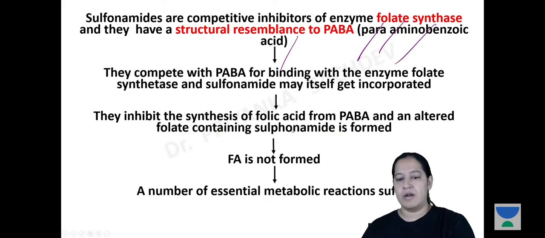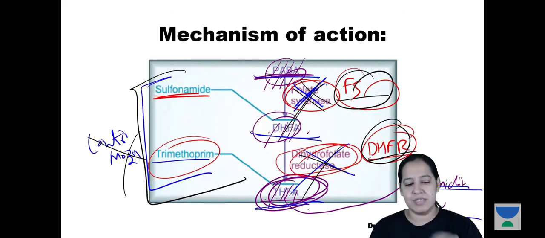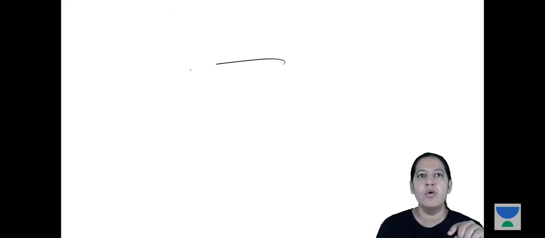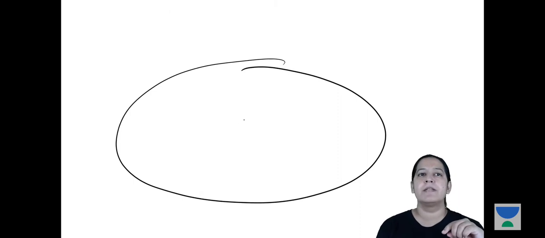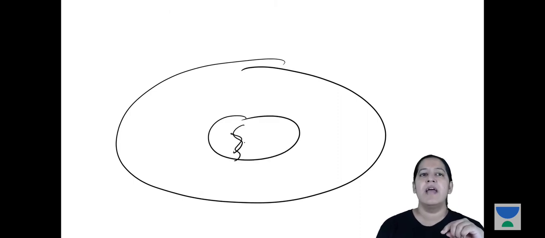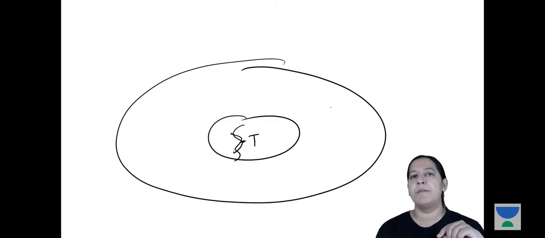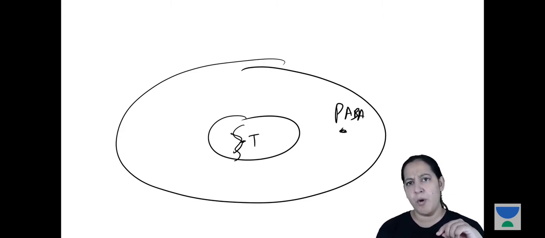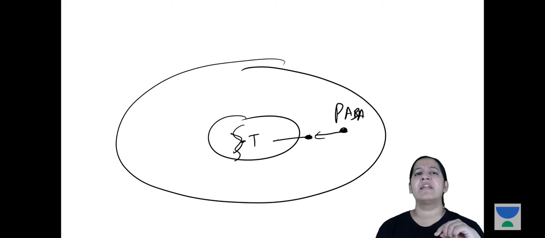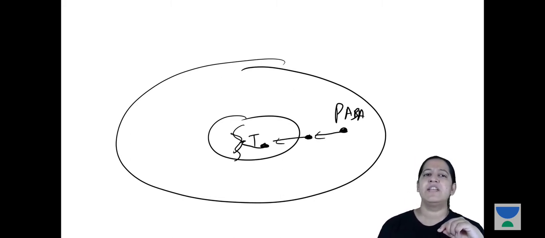And how this is a cell of bacteria. One more thing I would like to tell you. This is a cell of bacteria. This is the nucleus. This is the DNA. And this is the thymidine, which is made up of PABA. Just suppose this is a molecule of PABA and it will get converted into DHFA and it will get converted into THFA and THFA will form the thymidine.